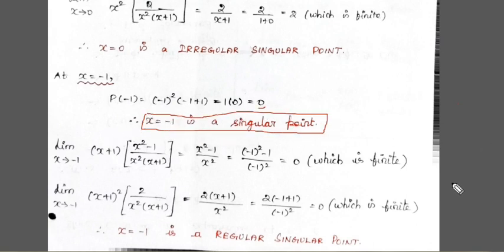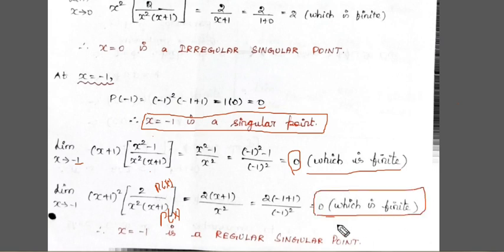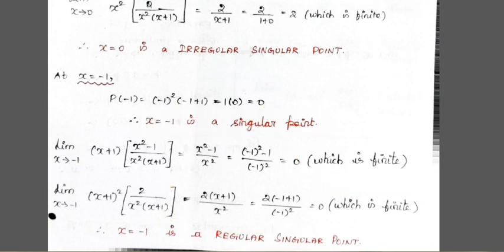Now come to check whether it is regular or irregular. What's the formula? Limit x tends to x naught, here x naught is minus 1, of (x minus x naught), that is (x plus 1), into q of x by p of x, which is equal to 0, a finite value. Come to the next step. Limit x tends to minus 1 of (x minus x naught) whole square, r of x divided by p of x, the answer becomes 0, which is also a finite value. So we can prove that at the point x equal to minus 1, it is a regular singular point. Hence proved.